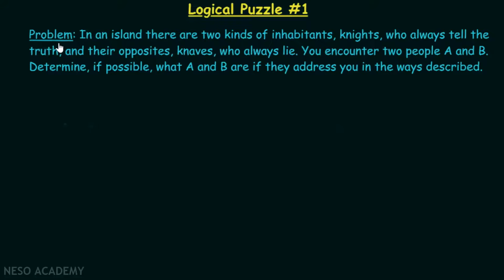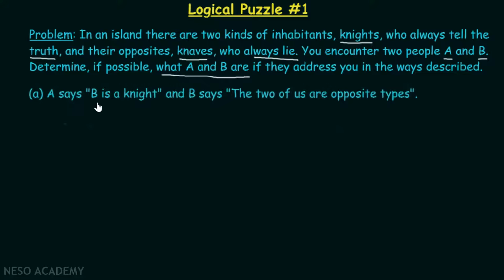Let's consider one problem. On an island, there are two kinds of inhabitants: knights, who always tell the truth, and their opposites, knaves, who always lie. You encounter two people, A and B. Determine, if possible, what A and B are if they address you in the ways described. You need to determine what A and B are. A says B is a knight, and B says the two of us are opposite types.